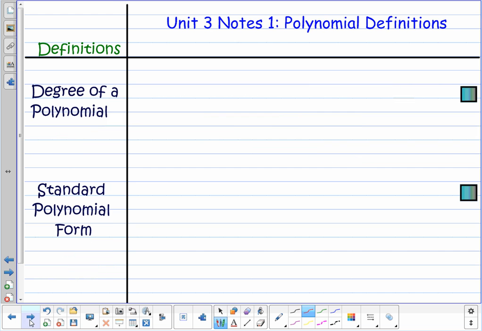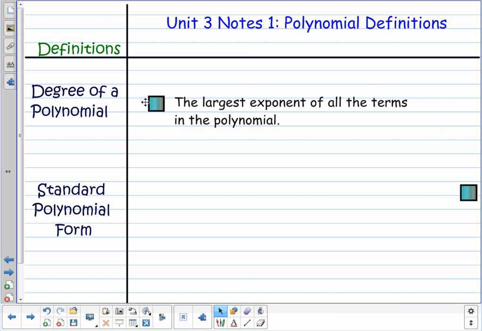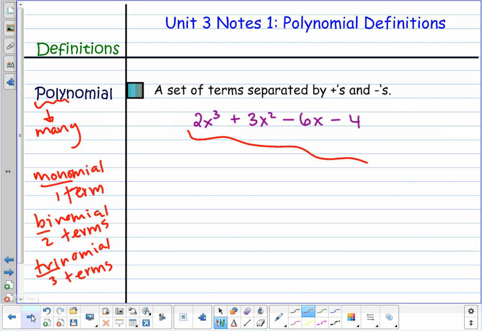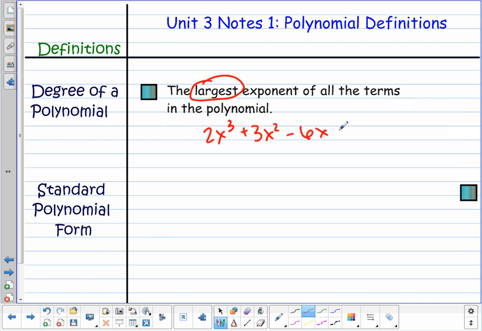Okay. Then, if I talk more about polynomials, the degree of the polynomial is the largest exponent. Remember when we talked about degree of a term, that was the exponent of the term. But the degree of the whole polynomial is the largest exponent of all of the terms. So if I go back to the example that I just used, 2x to the third plus 3x squared minus 6x minus 4, my degree here is the largest exponent, which is 3. This is a degree 3 polynomial.